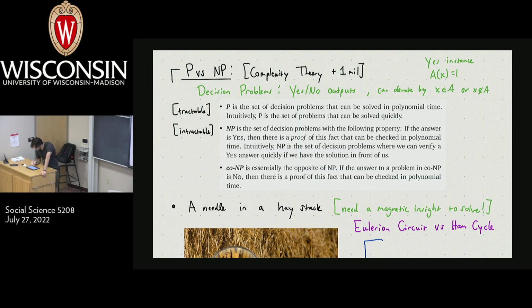So if we have a decision problem, we define P as the set of decision problems that can be solved in polynomial time. That's pretty much every single algorithm we've talked about in the class. Things like O of n to the 3 are examples of poly time. Something like O of 2 to the n is exponential time, so that's bad. It's not poly time. And intuitively, P is the set of problems that can be solved quickly. This is just a convention we use in algorithms, that poly time equals easy.